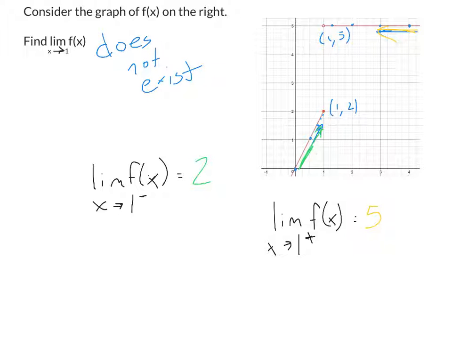So that's what limits from the 2 different sides do. If they don't go to the same number, our limit in general doesn't exist, but we can view these limits from their 2 different approaches. And that's all we're doing in this video. We are done.